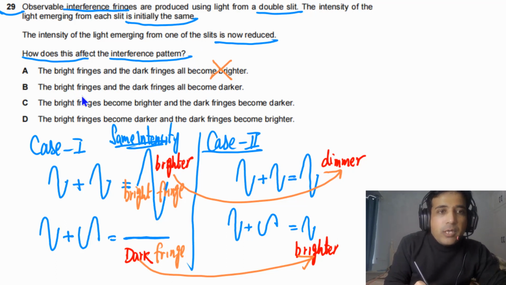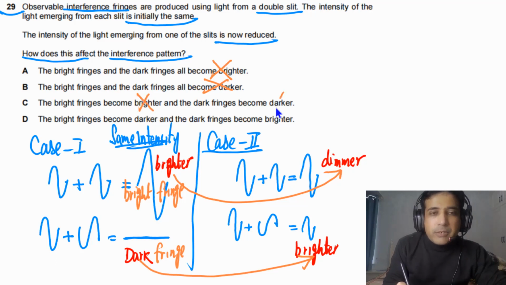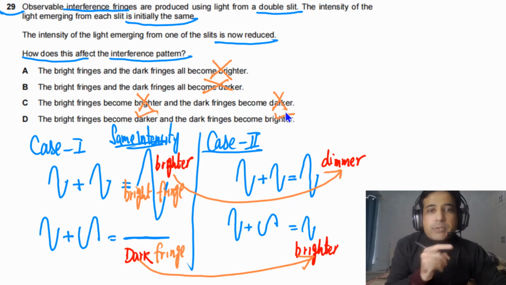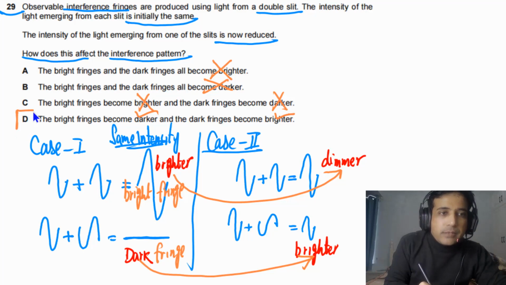So this is wrong. The bright fringes, dark fringes all become darker. This is wrong. The bright fringes become brighter. No, they become darker. Dark fringes become darker. This is wrong. The bright fringes become darker, become dimmer, and dark fringes become brighter. That's true. So the answer for this one is D.